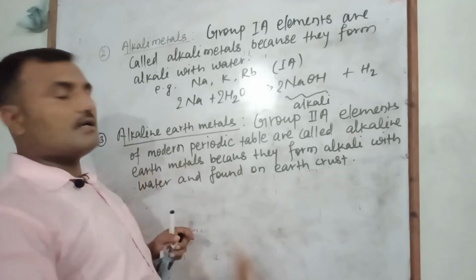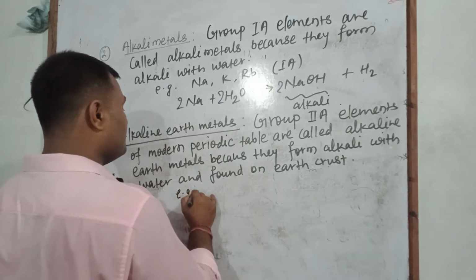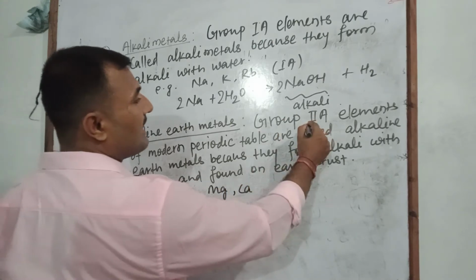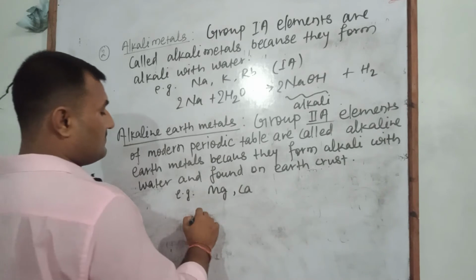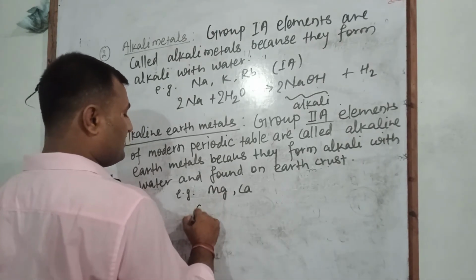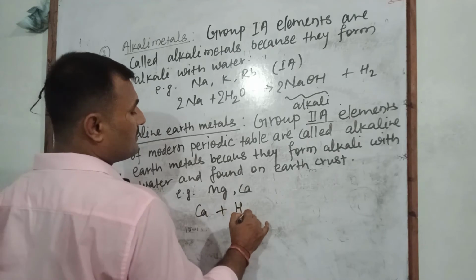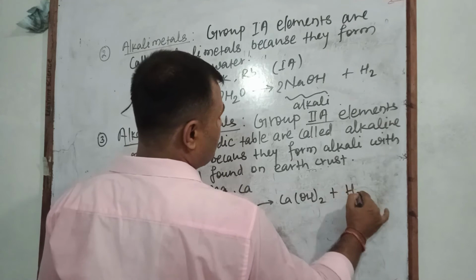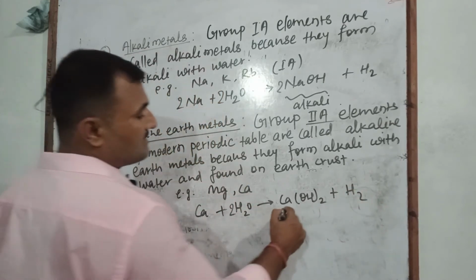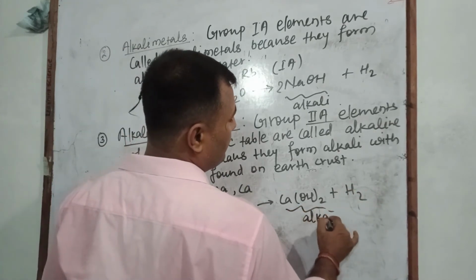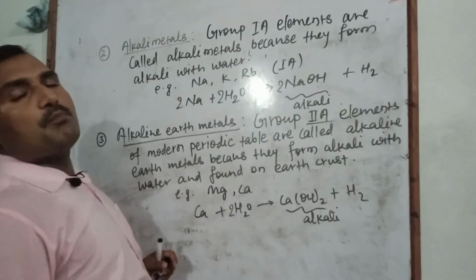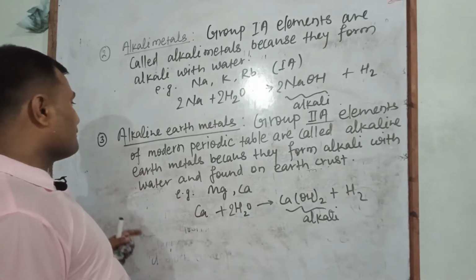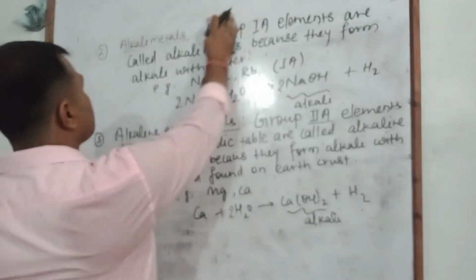So what are examples there? Like magnesium, calcium of group IIA are alkaline earth metals. As for example, calcium reacts with water, then it forms calcium hydroxide and hydrogen. It is called alkali, and calcium is present in various compounds on the earth's surface, like limestone, therefore it is called alkaline earth metals.